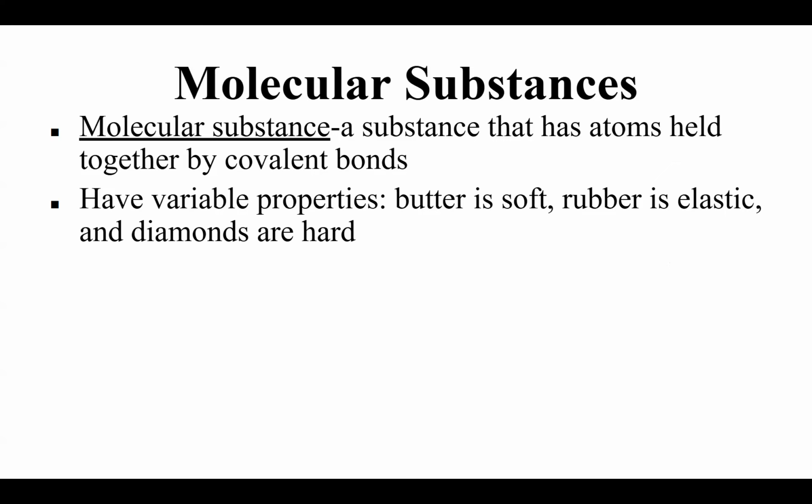They will have variable properties. If you're ionic, we know it's going to be hard and brittle and conduct electricity. But it's different with molecular substances. They have properties on a whole spectrum. Butter, we know it's soft. We can melt it easily. Rubber is elastic. And diamonds are hard. You're not going to bounce a diamond and play ball with it. But rubber, you'll bounce the ball and play with it. Butter, it doesn't bounce.